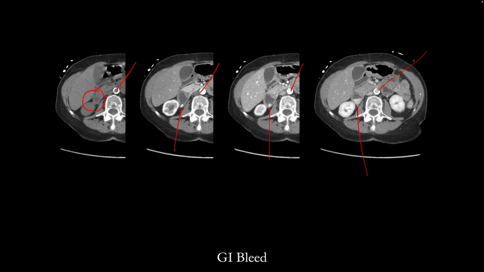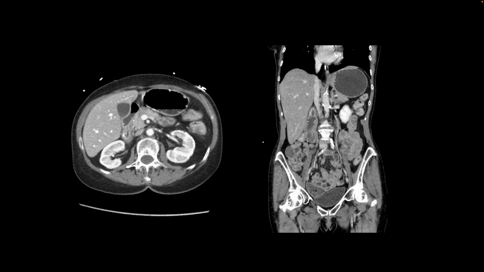So this patient is bleeding through a pathology in the duodenum. It turned out to be an ulcer in the second portion of the duodenum that was bleeding and causing the patient's symptoms.